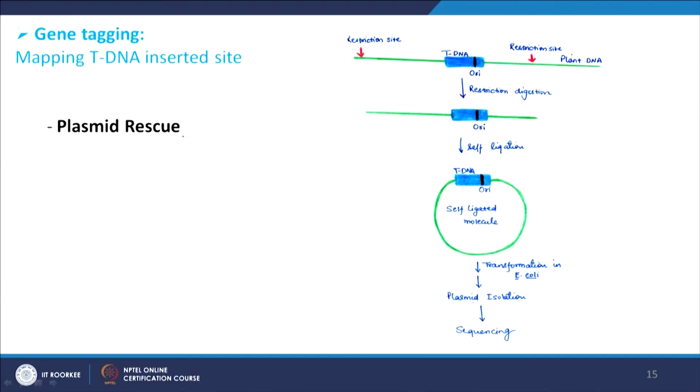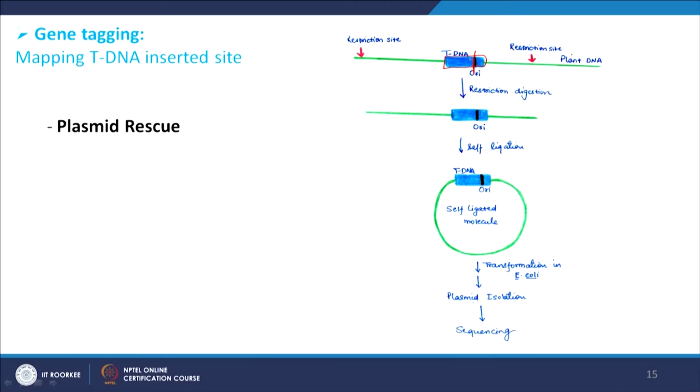Another way of mapping is plasmid rescue. Here, when you are engineering your tDNA, you put an origin of replication for bacteria. You know that if the origin of replication is present, then this DNA, if it is circular in nature, can propagate, it can replicate in the bacteria. Let us assume that this tDNA is integrated in the plant genome, and use some enzyme site.